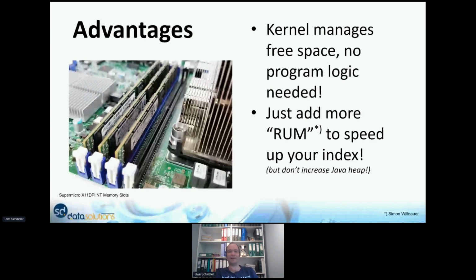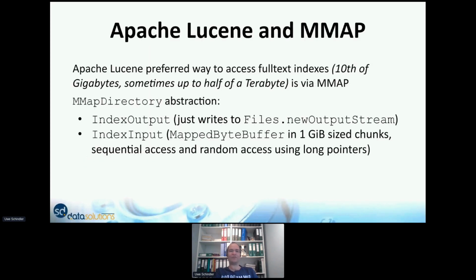So how does it work in Apache Lucene? Apache Lucene and memory mapping works using the MMapDirectory abstraction, which is by default used for all 64-bit operating systems. And this one has an index output and index input. Index output is shared by all the disk I/O stuff, because this is just a standard output stream where we are writing our index to.